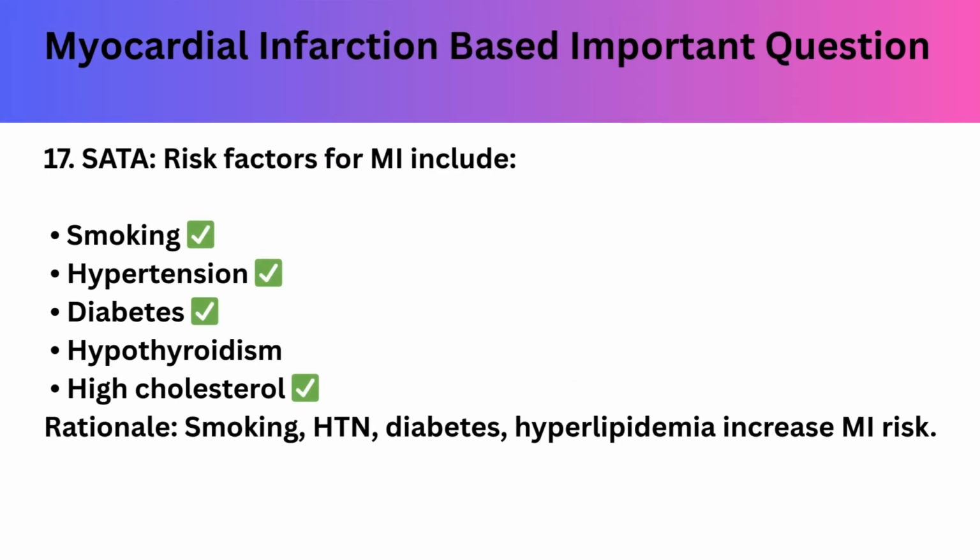Question number 17. Risk factors for MI include: smoking, hypertension, diabetes, hypothyroidism, high cholesterol. Correct answer: smoking, hypertension, diabetes, high cholesterol. Smoking, hypertension, diabetes, and hyperlipidemia increase MI risk.